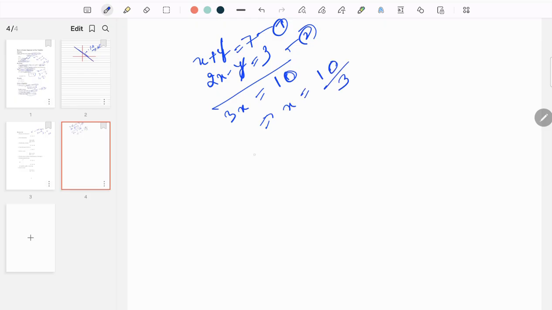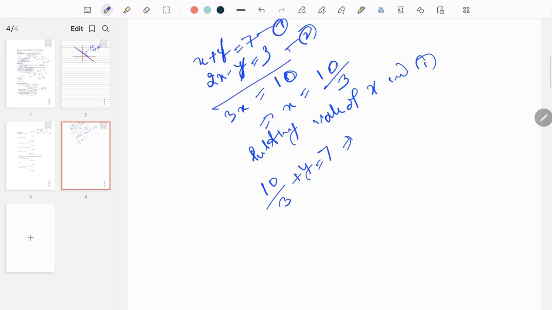Now putting the value of x in equation 1, 10 by 3 plus y equals 7. So this implies y equals 7 minus 10 by 3, which is equal to 21 minus 10 upon 3. So this is equal to 11 by 3.